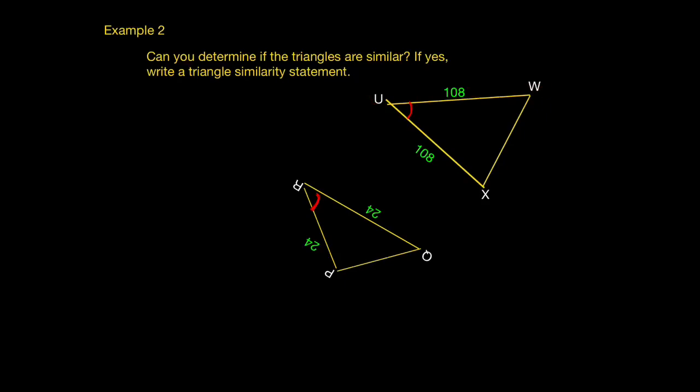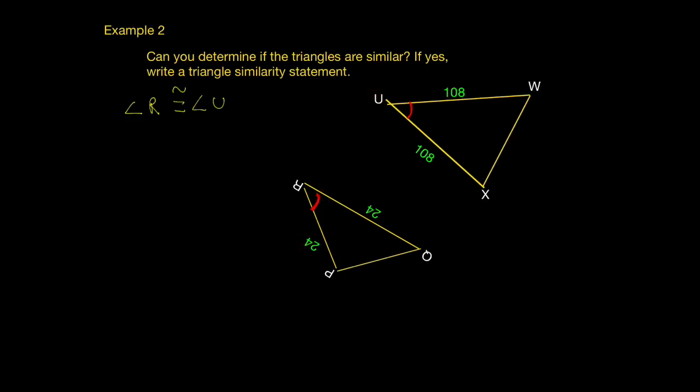So let's go ahead and begin with the angles. We can immediately see that the angles are congruent. This angle R has one tick mark, this angle U has one tick mark, so corresponding angles are congruent. Let's go ahead and record that. We get that angle R is congruent to angle U. Now we have to verify that the corresponding lengths are proportional.